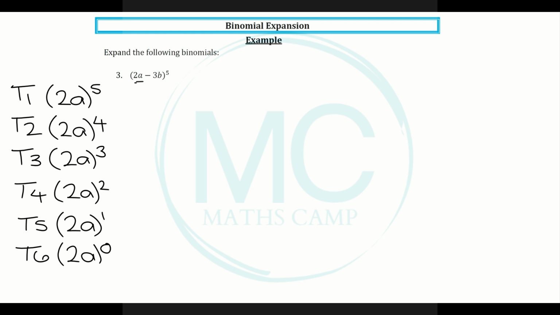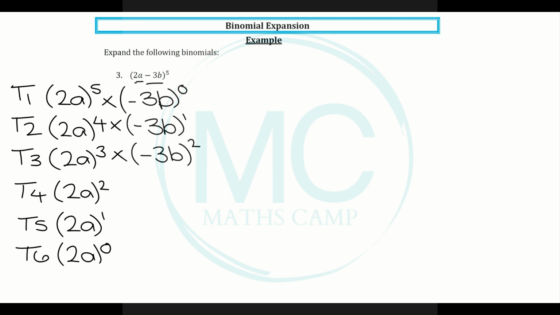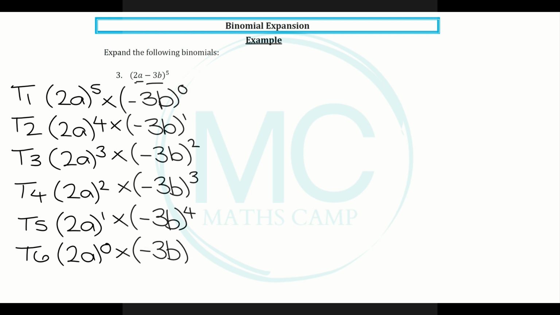My b term is negative 3b. So now I can say negative 3b with an exponent of 0, negative 3b with an exponent of 1, negative 3b with an exponent of 2, negative 3b with an exponent of 3, negative 3b with an exponent of 4, and finally negative 3b with an exponent of 5. Now I need my constants.